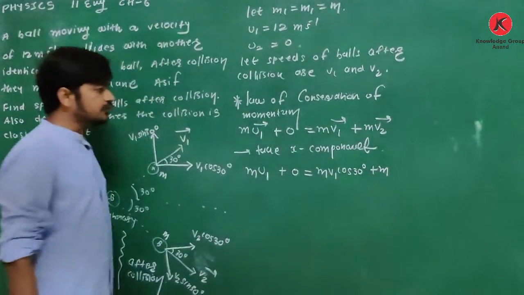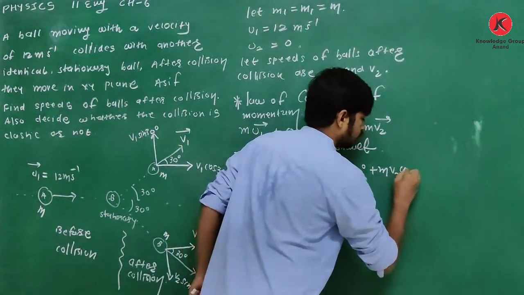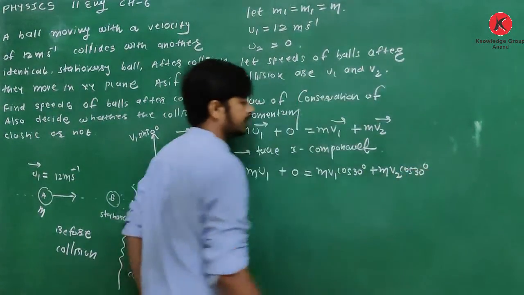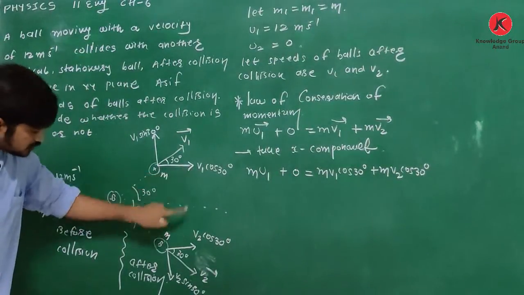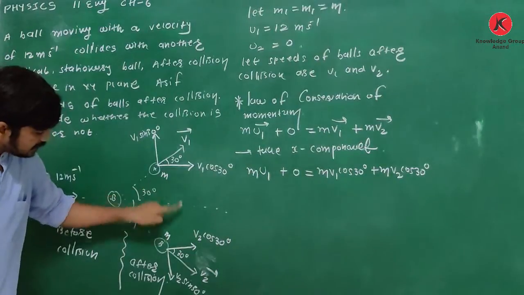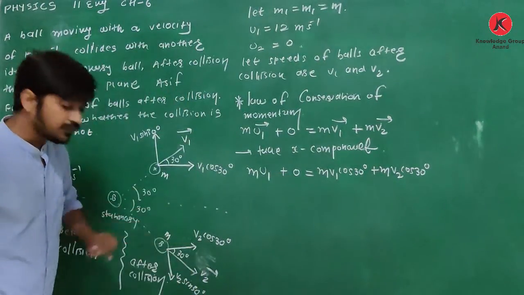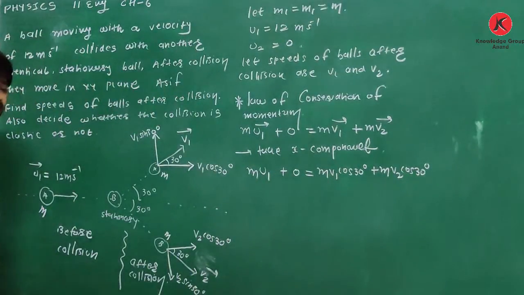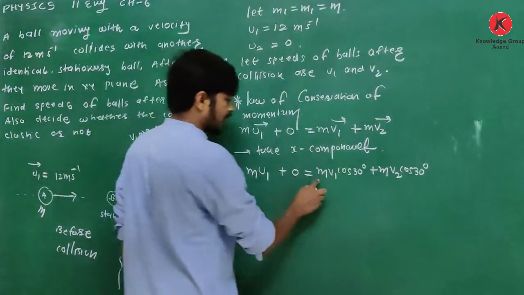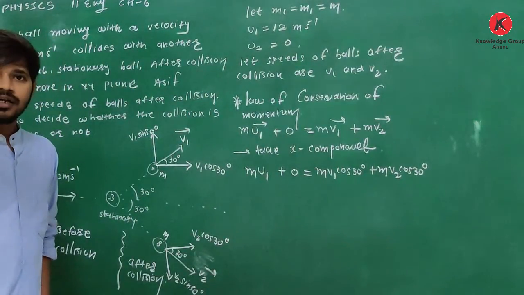Plus m. What is the x component of v2? It is v2 cos 30. Clear about this? See, this v1 cos 30 and v2 cos 30 are in the same direction, so there is a plus sign between them. Any doubt? Now, this m and m cancel. Yes or no?